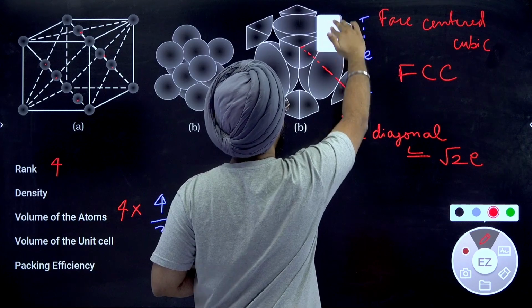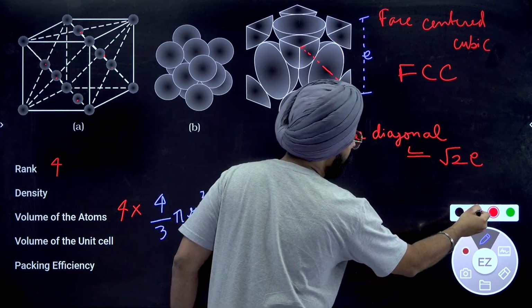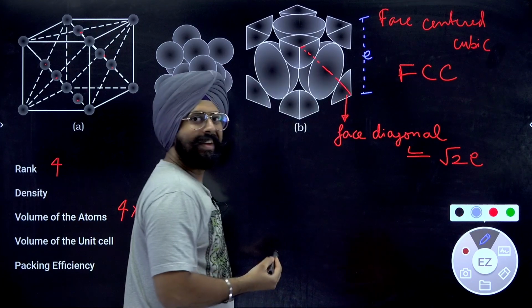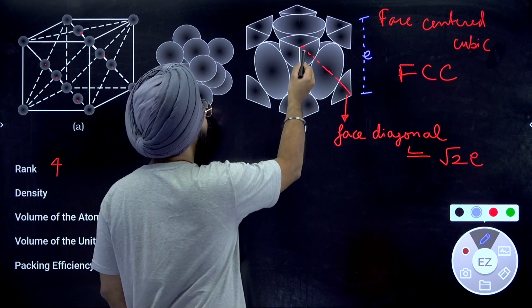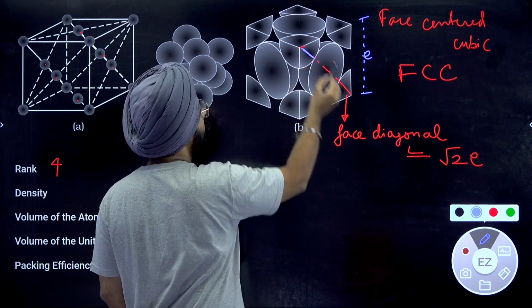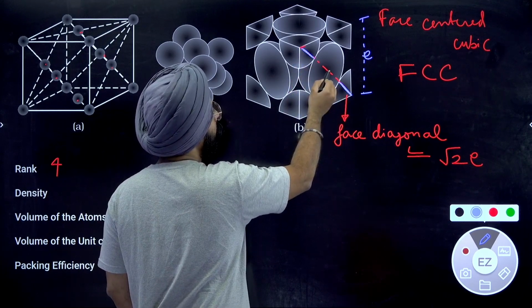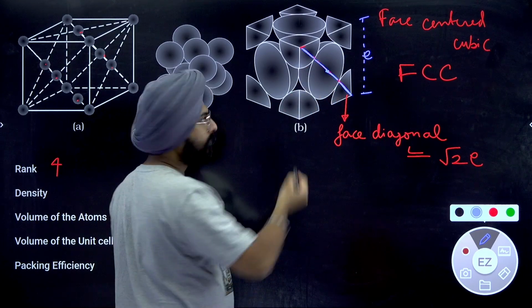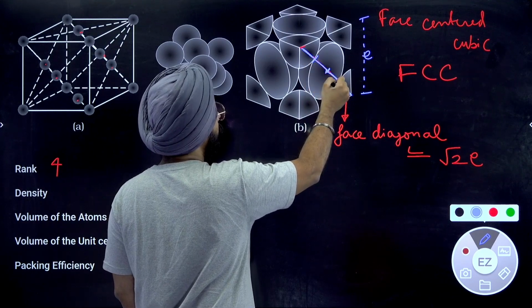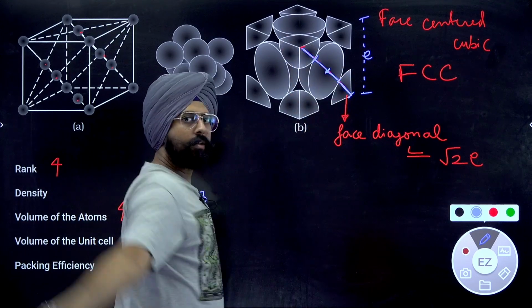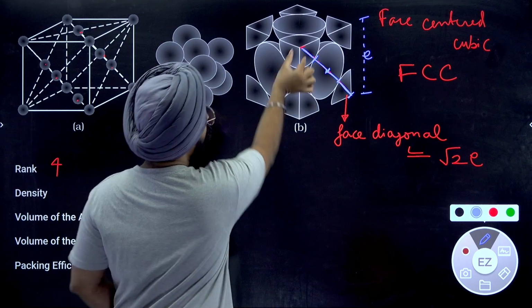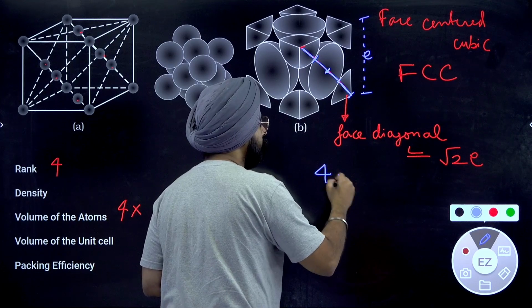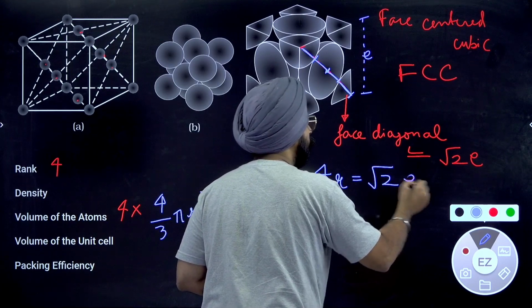Now on the face diagonal, can you recognize how many radii are there? On the face diagonal, can you see how many radii are there? 1, 2, 3, and 4. Very obvious, right? On this face diagonal, there are 4 radii. 1, 2, 3, 4. So can I write 4 times R is equal to root 2E?